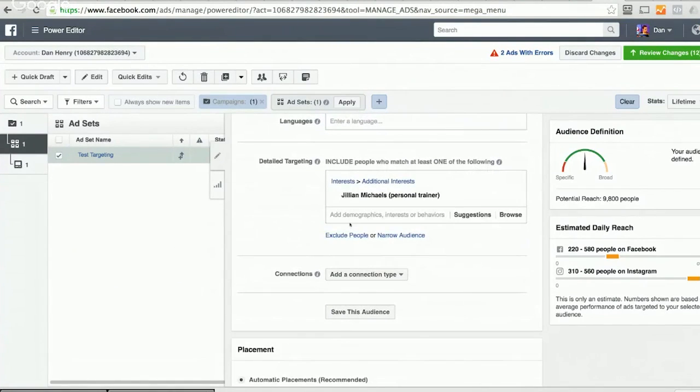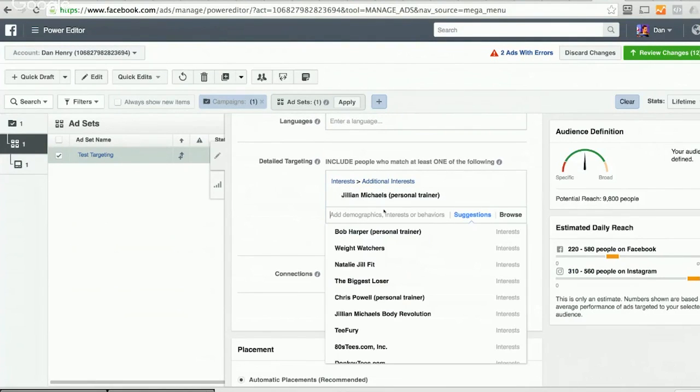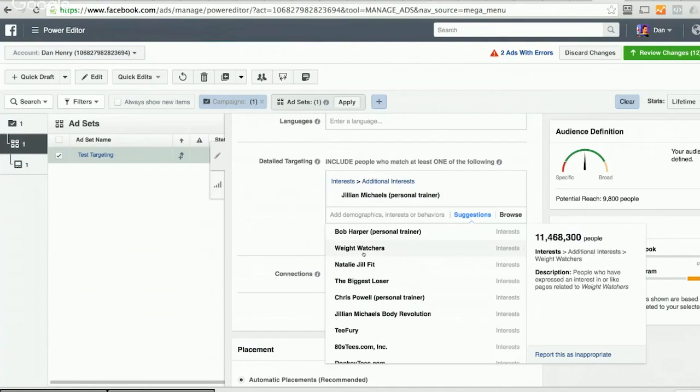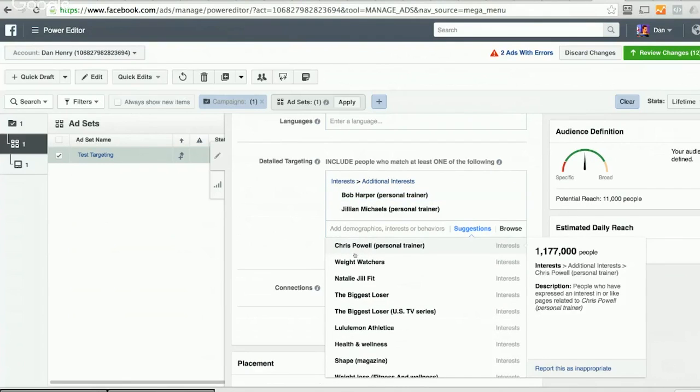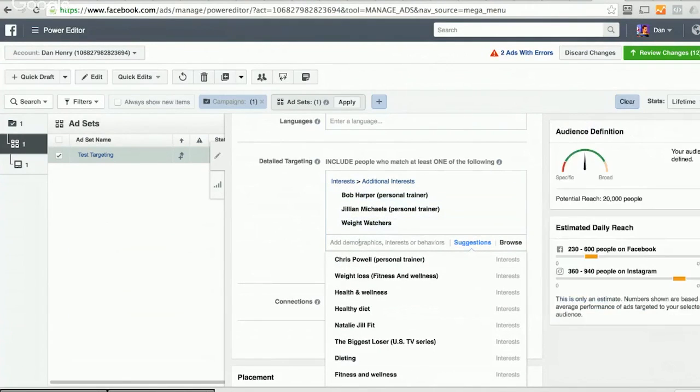So here's the great thing about this detailed targeting section. I've already selected Jillian Michaels. So if I click on this, it gives me a bunch of additional ideas. It almost does my targeting for me. It gives me a bunch of additional ideas that are similar to Jillian Michaels. So, for instance, Bob Harper. I don't know who the hell Bob Harper is. Have no idea. But obviously, he's a personal trainer, and obviously, he's popular. So, you know what? I'm going to select him. And Weight Watchers is a good idea, too. So, Bob Harper, Weight Watchers, that's good.